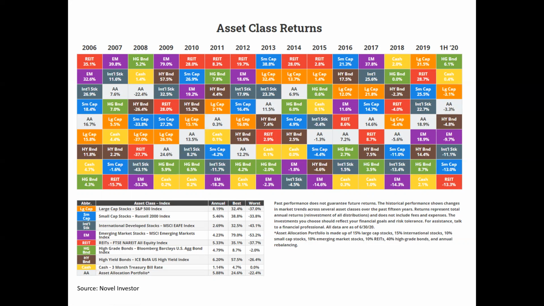So this really illustrates that we need to be diversified and we need to have exposure to all of the asset classes rather than just banking on one particular sector performing better than the others, because it might not, and that could be detrimental to your returns.